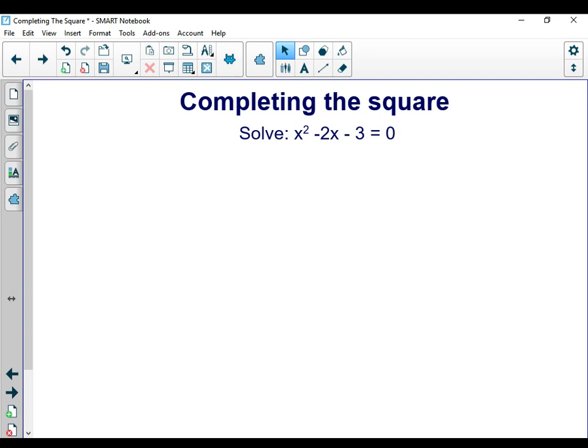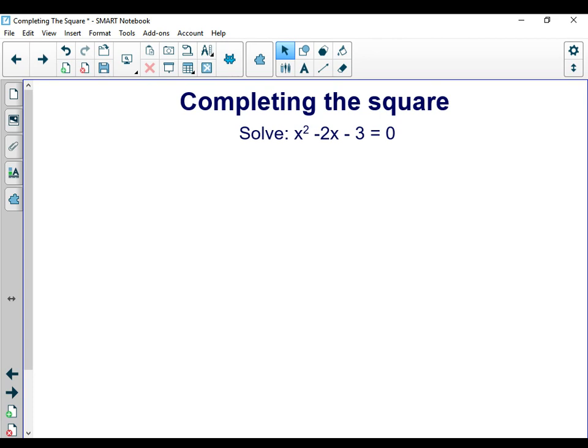The average person that's good at math would look at that and say, oh, I can factor that. I know factors of -3 that add to get -2. I'm done. Okay. I don't need to do completing the square. But today is focusing on completing the square.